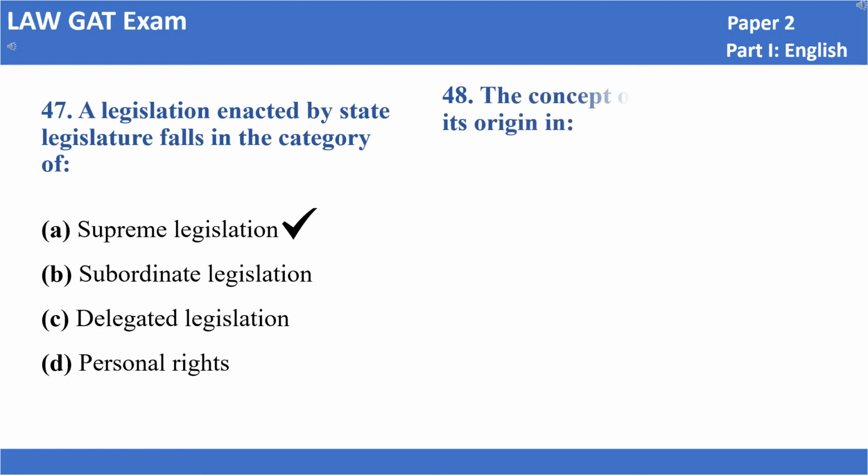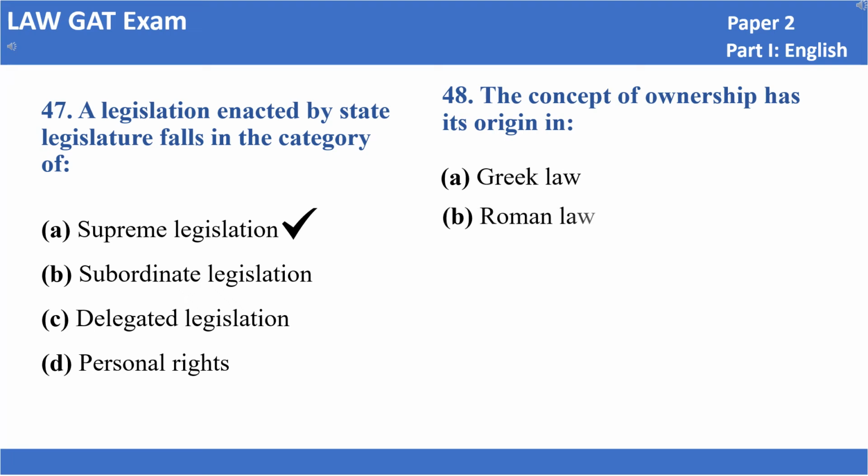The concept of ownership has its origin in, is it option A, Greek law, option B, Roman law, option C, Latin law, or is it option D, English law? The correct answer is option B, Roman law.